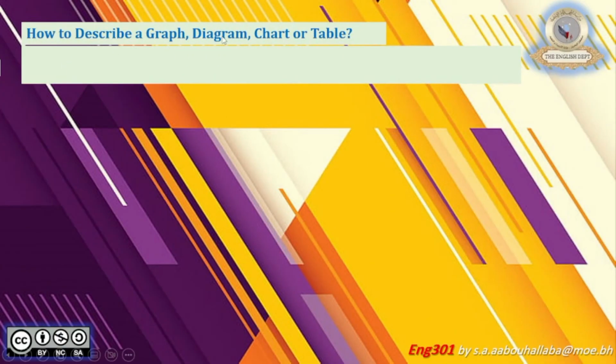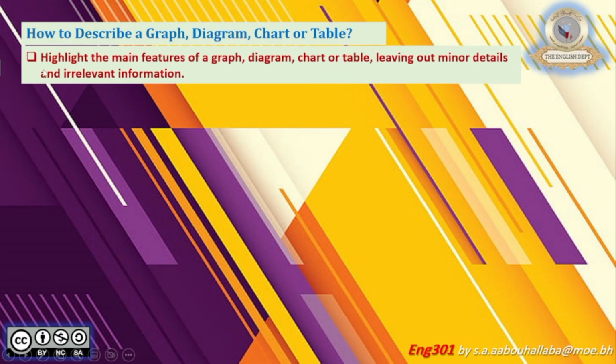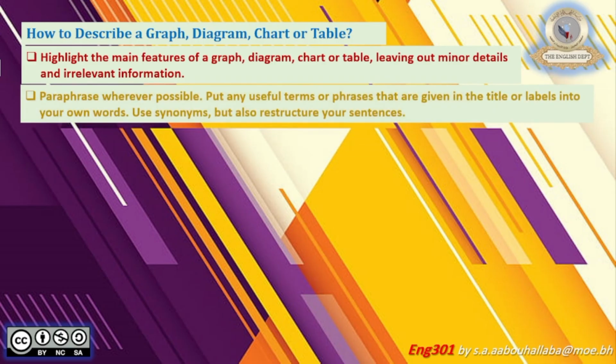How to describe a graph or diagram, chart or table? You need to highlight the main features of the graph. You need to look at the highest point, the highest number, the lowest point or the lowest number in each of the graphs or the tables, because you'll use these highest and lowest to compare and contrast. Well, you need to paraphrase whenever possible. Do not use the same words or the same sentences in the question. Use your own language.